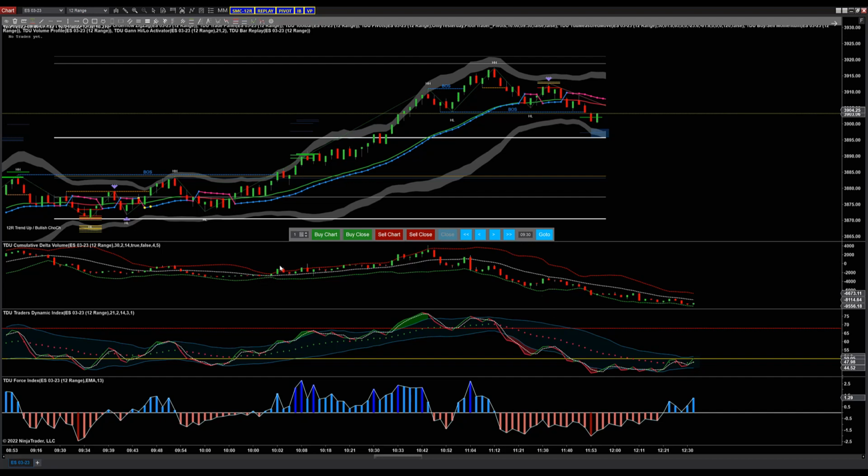Here, contraction, expansion. We're in the midst of the contraction here, right? Here's the contraction. Now we're expanding. Are we expanding down to tap that IB high? Well, I don't remember, but that would be an area that would have my interest.